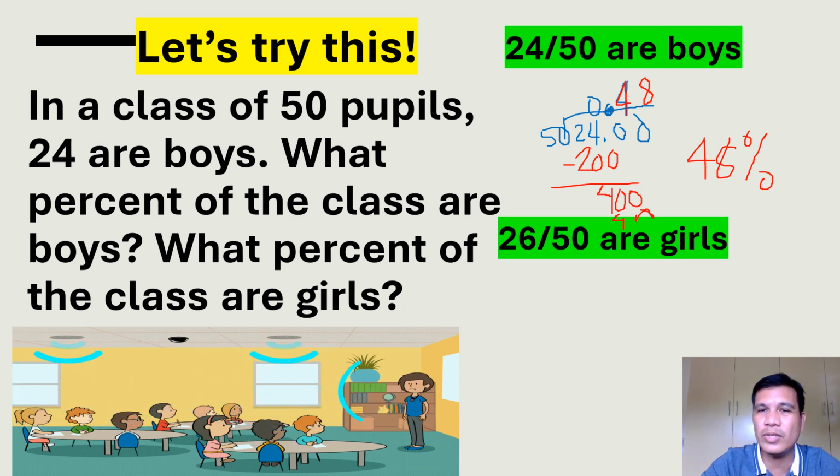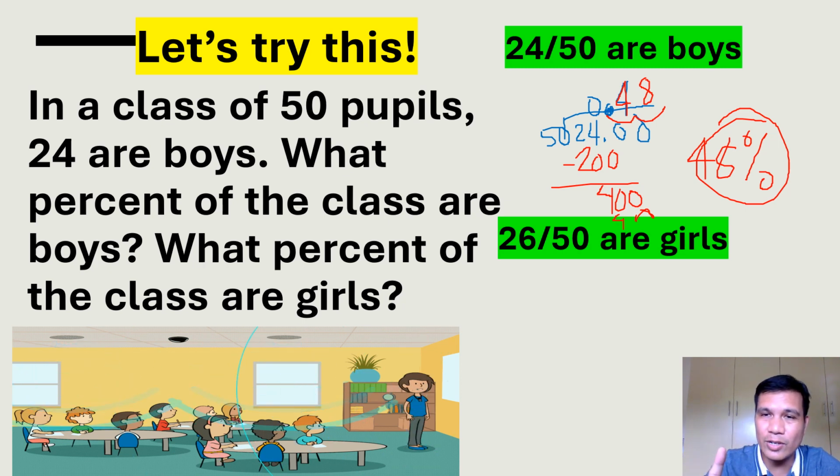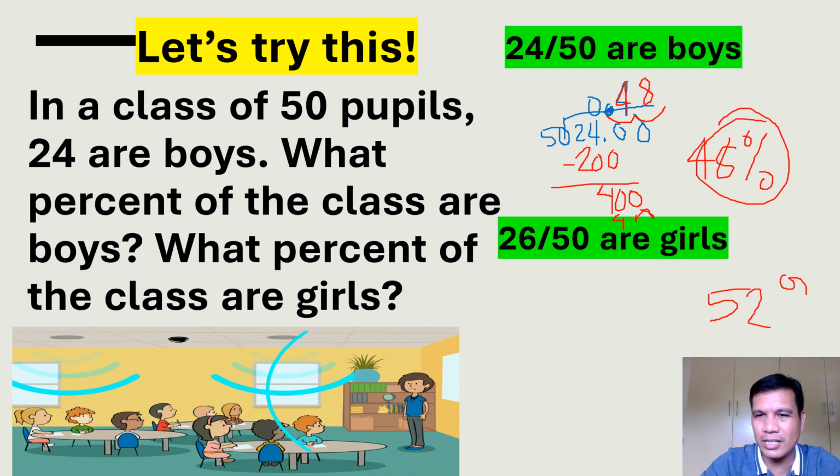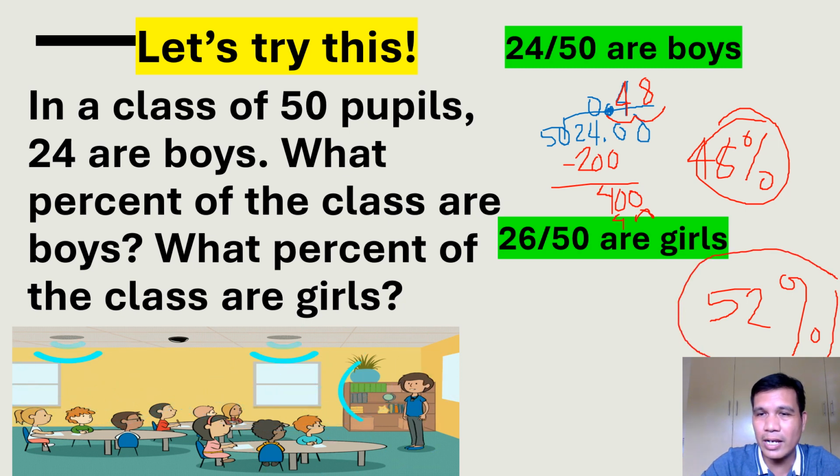We are going to move the decimal point twice to the right. 1, 2 to make it as rate. So 48%. So ang girls, 100% minus 48 is 52%. So tingnan natin kung tunay na nakuha yun sa pagmaminus natin ng 100 minus 48. So 26 divide 50. Let us solve. 26 divide 50.